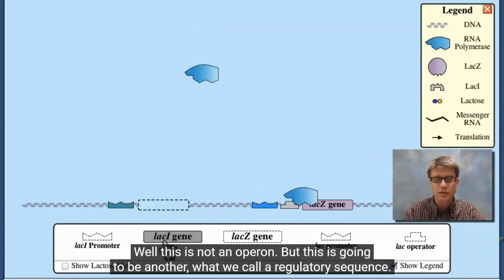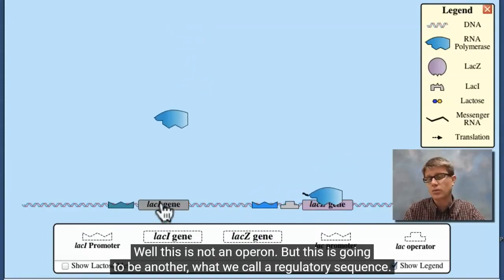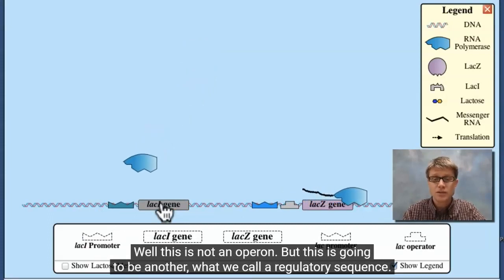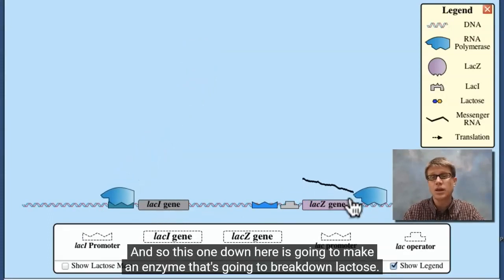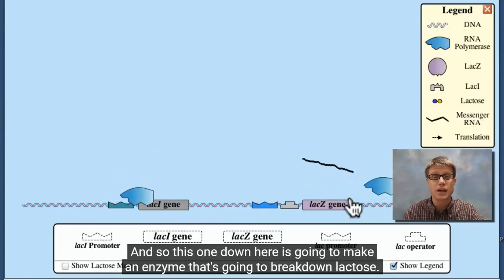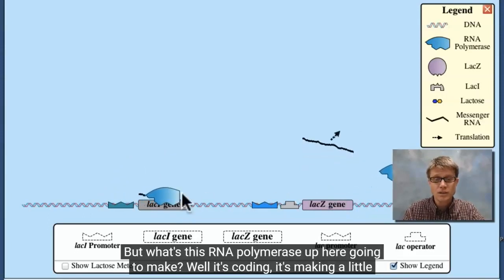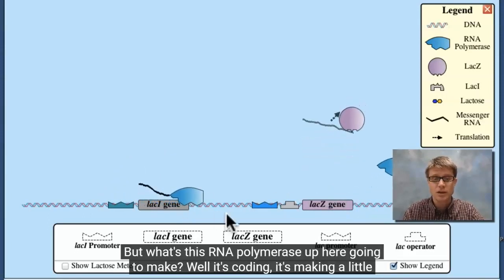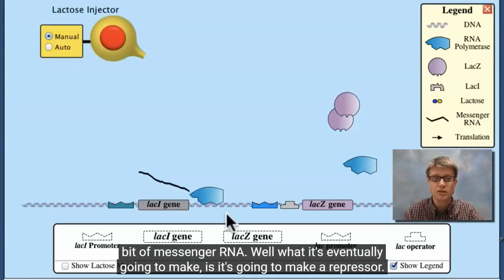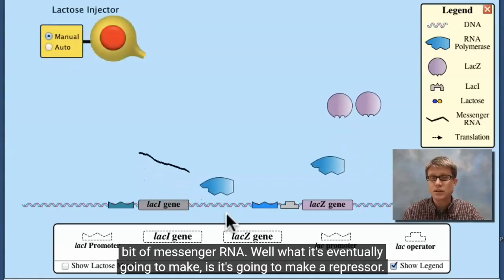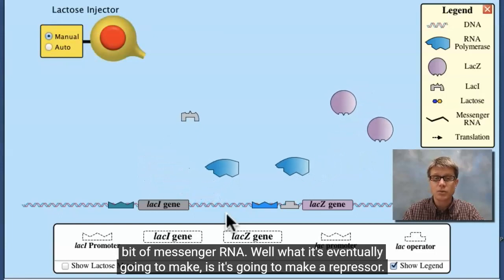So what's this up here? Well, this is not an operon, but this is going to be what we call a regulatory sequence. And so this one down here is going to make an enzyme that's going to break down lactose. But what's this RNA polymerase up here going to make? Well, it's making a little bit of messenger RNA, but what it's eventually going to make is a repressor.